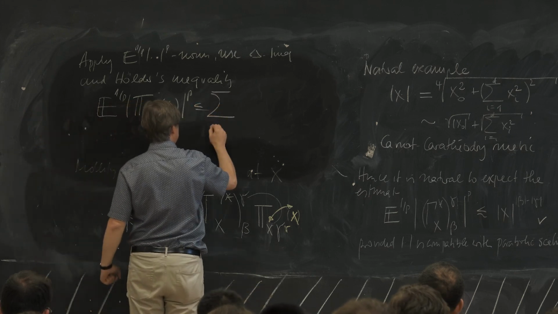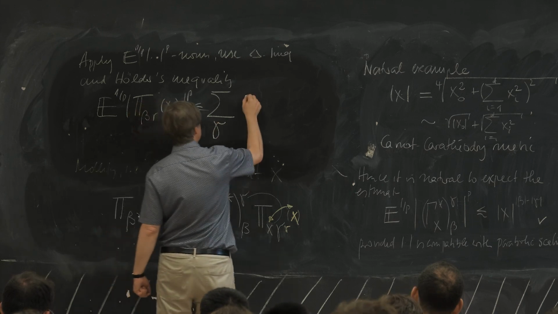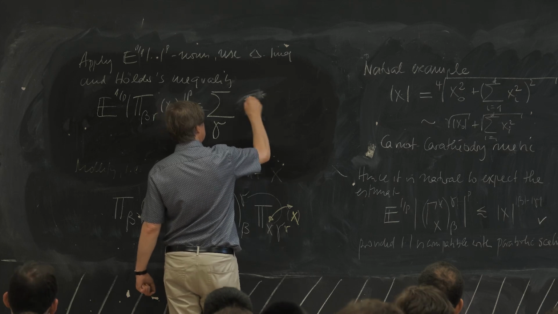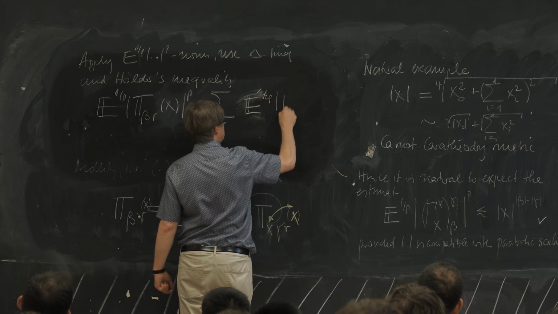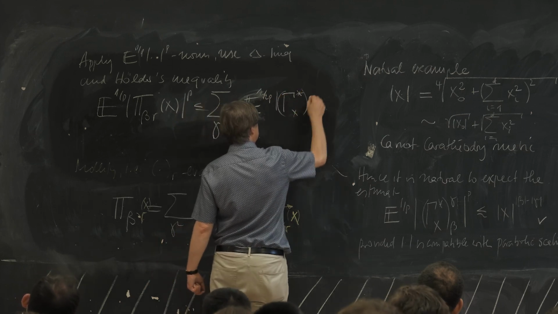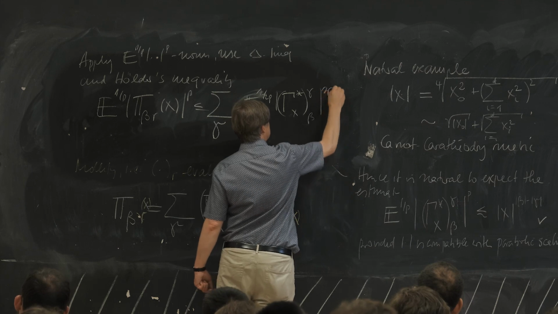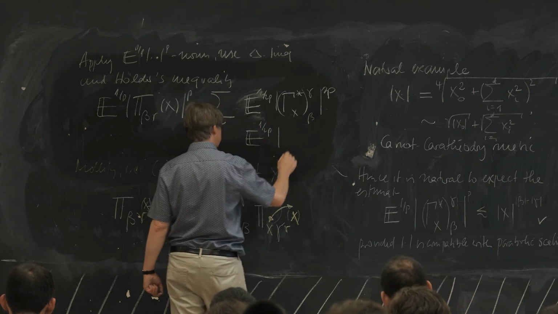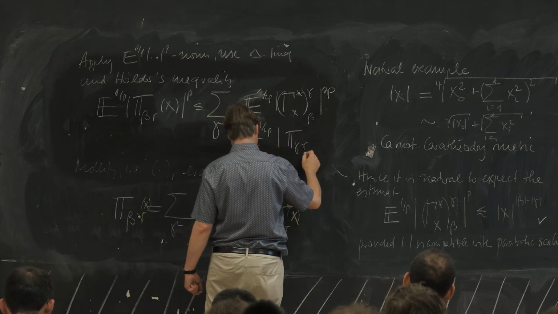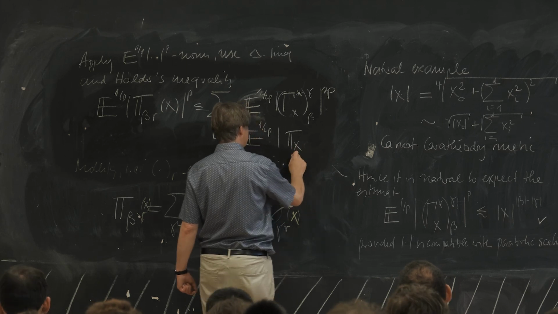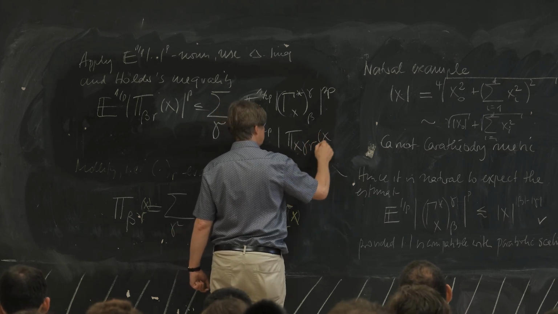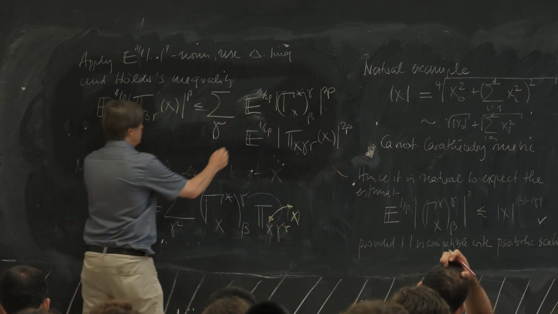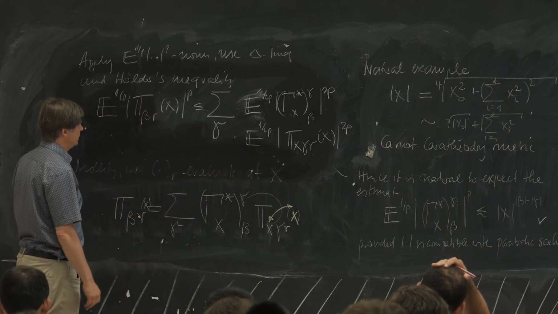And we get the sum over gamma of the 2p norm of the beta gamma of the transformation times the 2p norm of the model at the base point x convolved, evaluated at x, right? And that's a clean inequality which just follows from Hölder and triangle inequality.